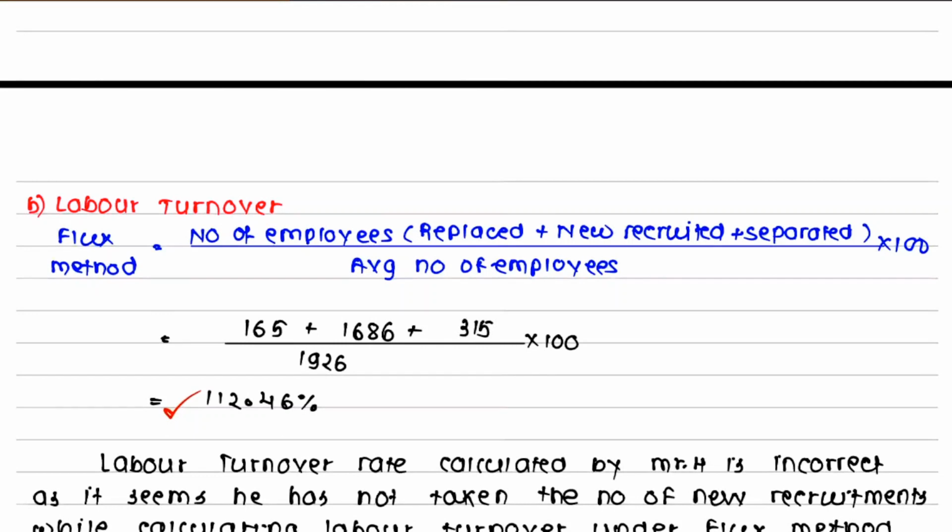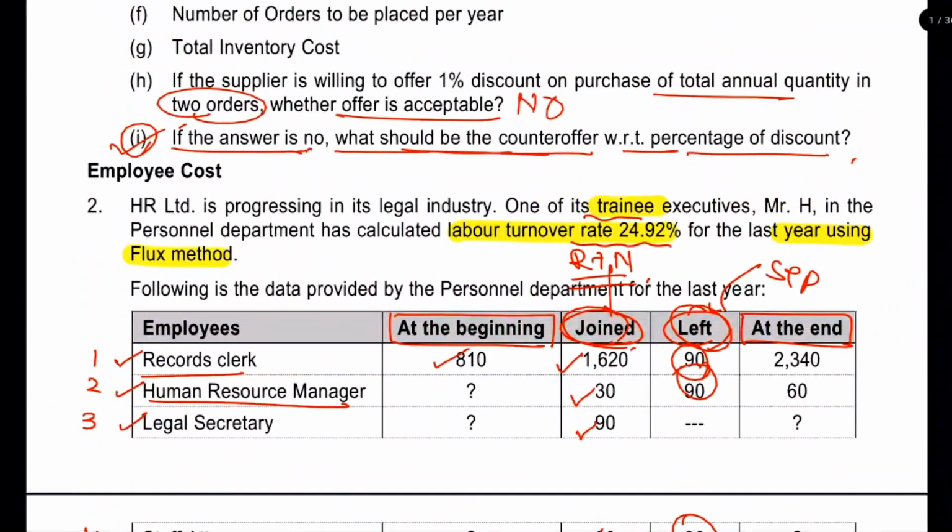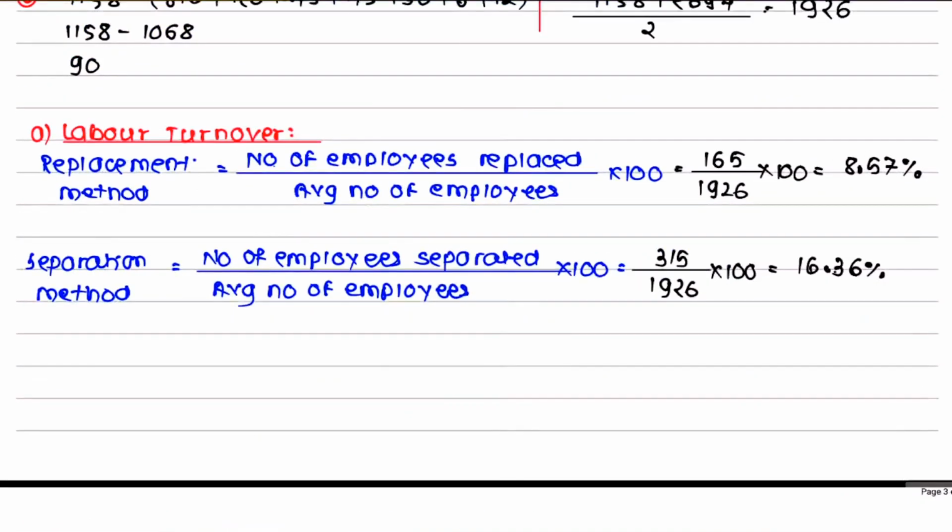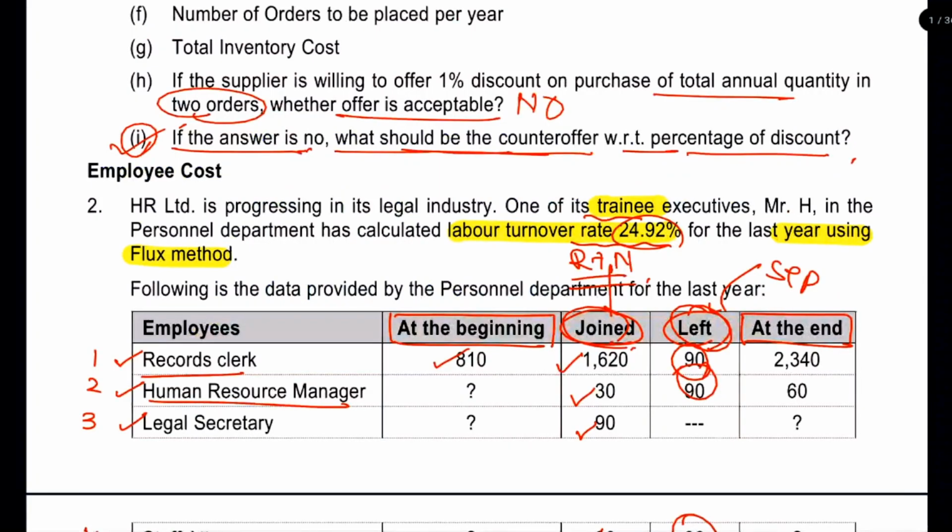112.46%. Is it clear? Okay, what has the trainee calculated? Verify: 24%. So he is wrong. Do you understand? He is wrong. Maybe what he forgot: if I just tell you to add these two, 16 plus 8, how much does it come to? 24. So he just calculated that 24. He forgot to take new employees in the flux method. You may also forget, so please pay attention. Do you understand?